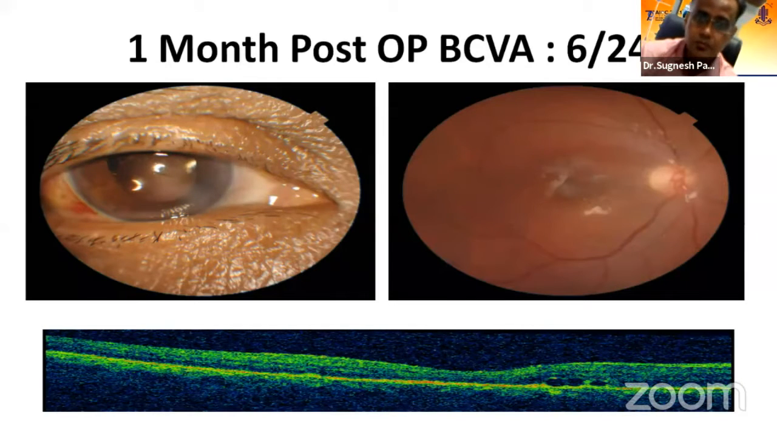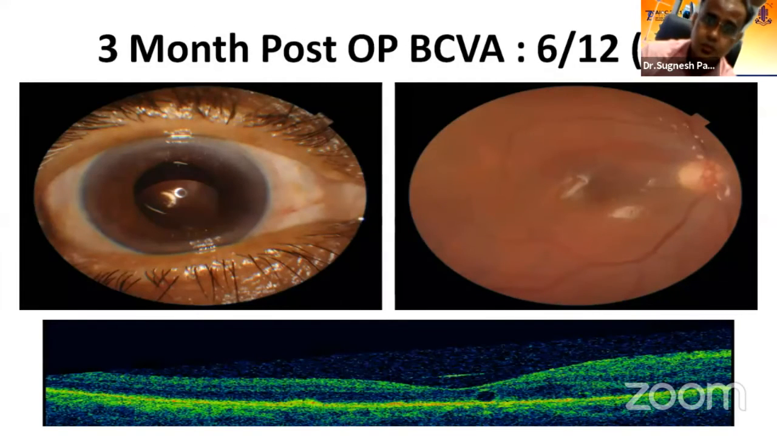This is exactly one month after surgery. Again, IOL well in place. Retina is well settled. OCT is almost normal, and the vision was 6/24, with best corrected visual acuity of 6/24.